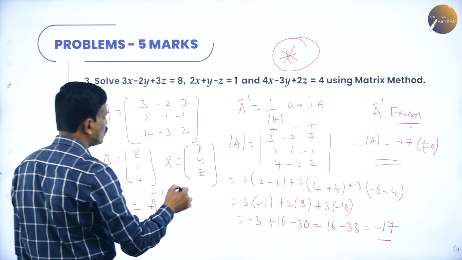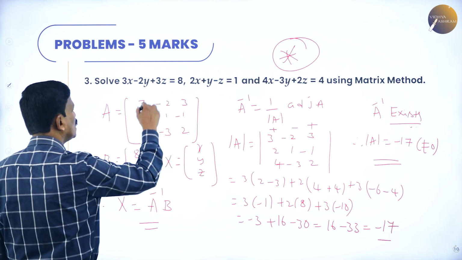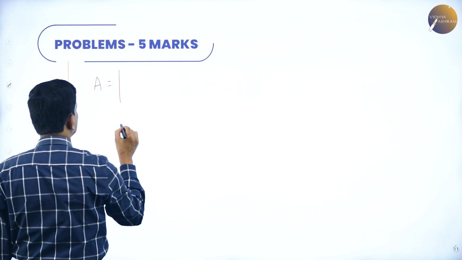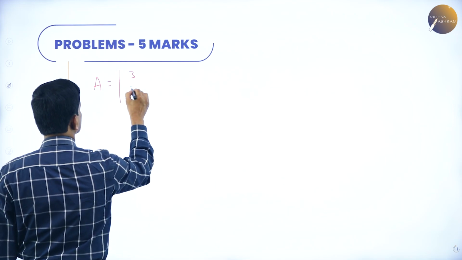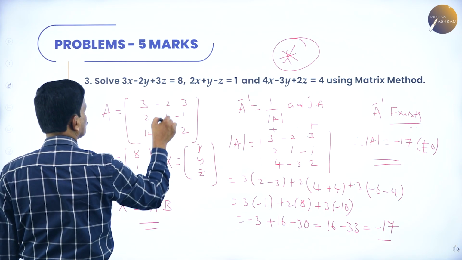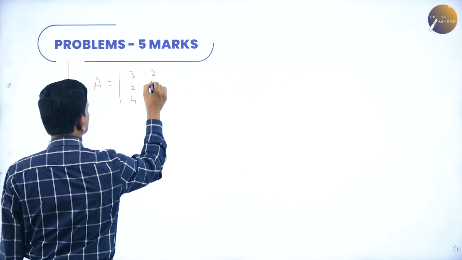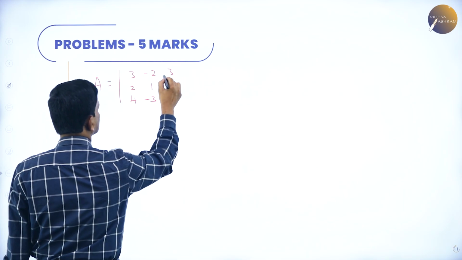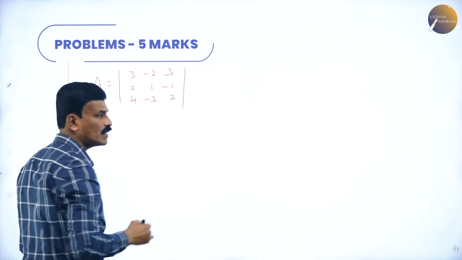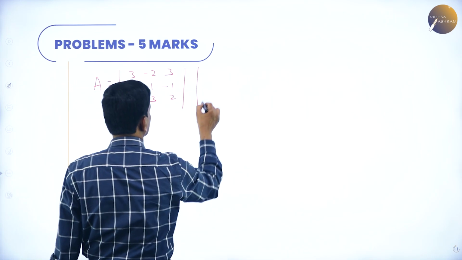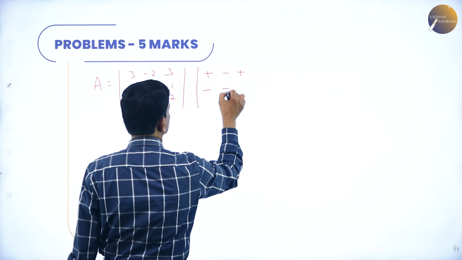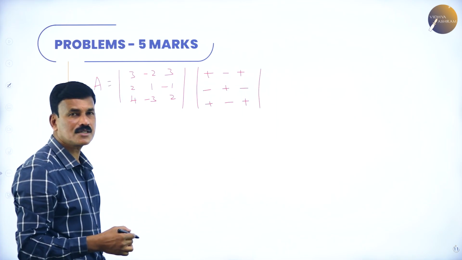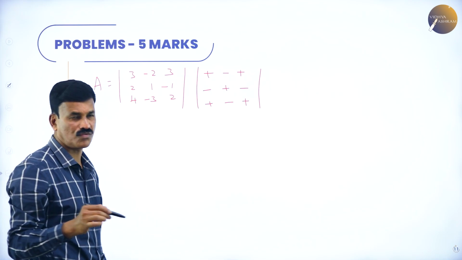Now, find out the cofactors for each and every element for this. Now, what is A? A is equal to determinant 3, minus 2, 3, then 2, 1, minus 1, 4, minus 3 and 2. This is the matrix determinant. Now, signs, what are the signs? Plus, minus, plus, minus, plus, minus, plus, minus and plus. The signs on diagonals are positive. Just go on writing the cofactors.